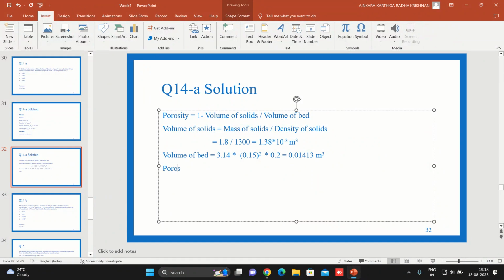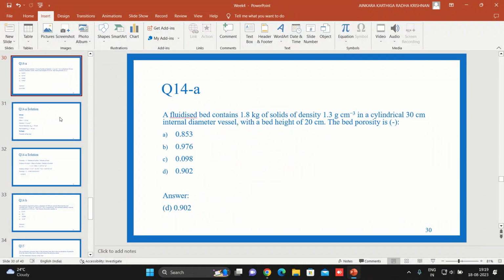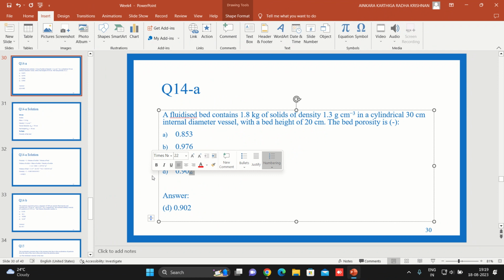So the porosity value would be 1 minus 0.00138 divided by 0.01413. 1 minus this would be 0.9023. So the porosity is given as 0.9023. We will check the options. It is given option D, that is 0.902, is the right answer. So that is option D.